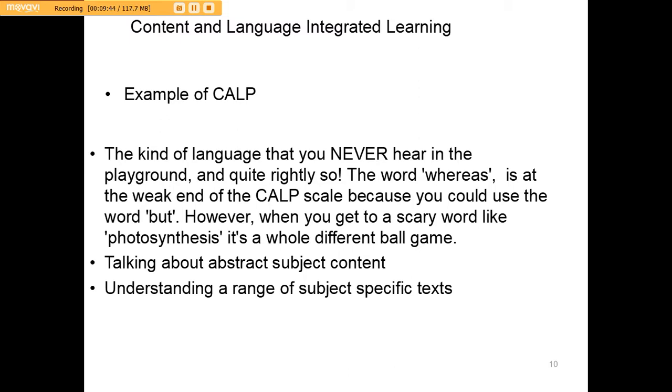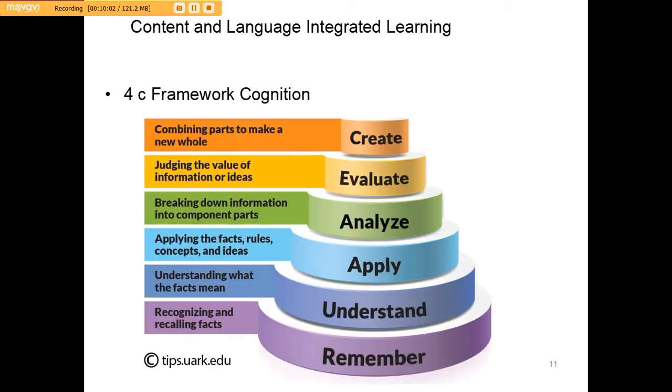The CALP also talks about the abstract subject content, and it can lead to understanding a range of subject-specific text. So it's the kind of nitty-gritty jargon or the technical language that the students are learning about whilst using BICS. So the cognition framework is this, which is, again, I've done a video on Bloom's taxonomy of learning.